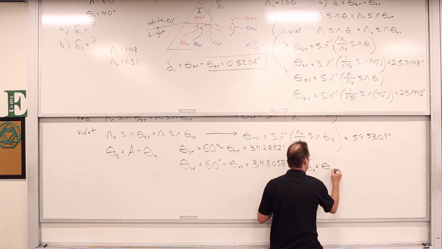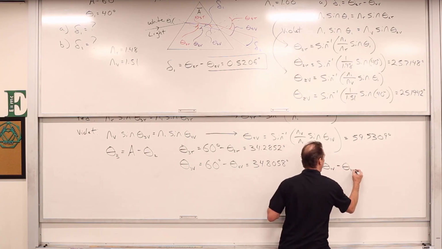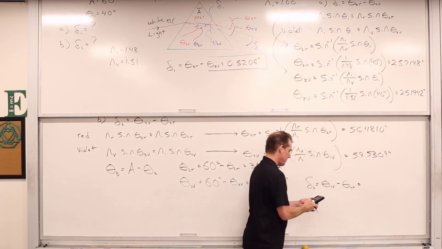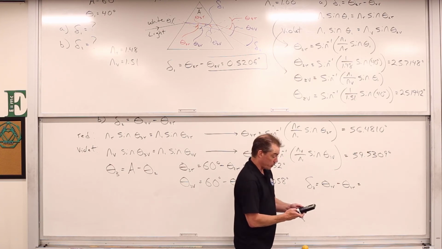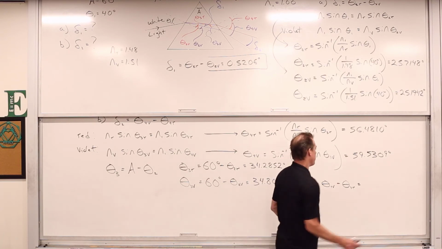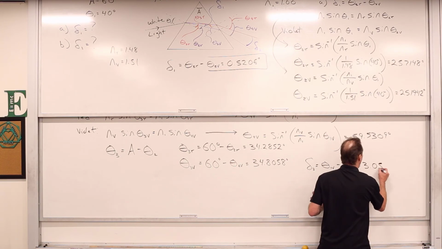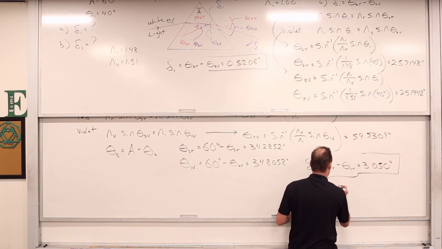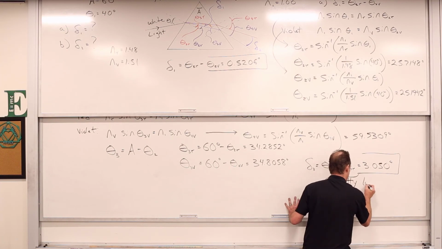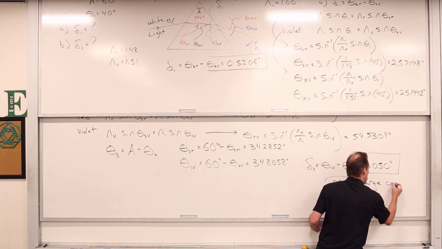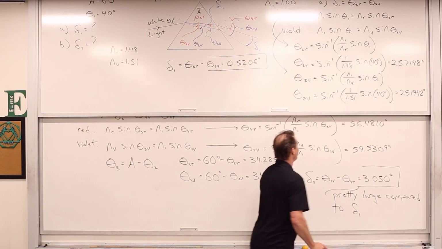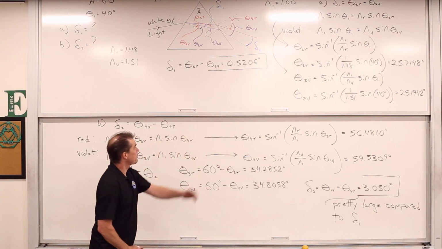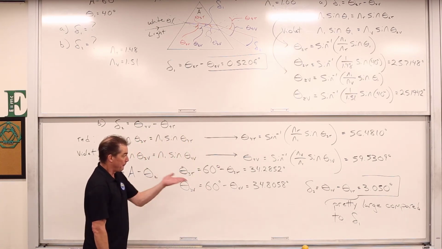What do we have in the end? Delta 2 being theta 4 violet minus theta 4 red is then this minus this. So we'll just do that. Minus 56.48. We get 3.050 degrees. Which is pretty large compared to delta 1, is it not? It's 6 times as big as that almost. That's a big dispersion angle.